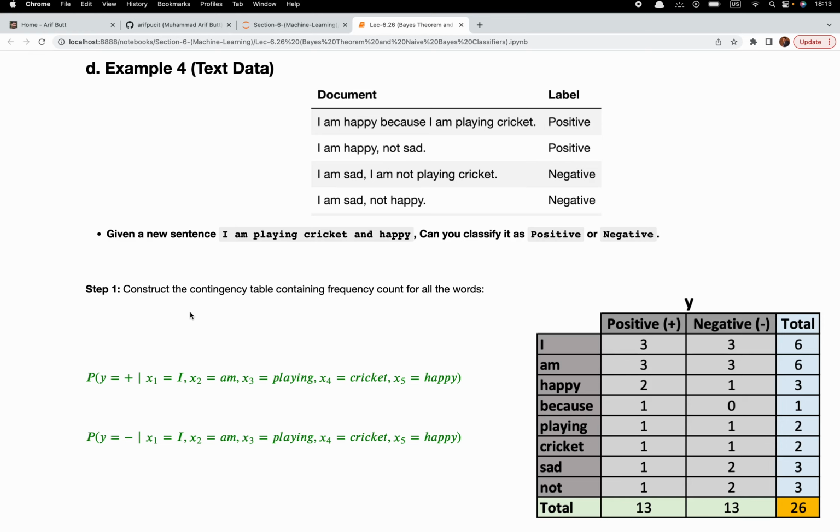As usual, in the first step, we need to construct the contingency table or the frequency count of all the words in both the positive and the negative class. I have not done any text pre-processing to keep things simple. I hope you can construct this table over here from the above toy dataset by hand. And now to classify this sentence, I am playing cricket and happy, we need to compute these two probabilities shown in green color, and whichever has the higher probability will win.